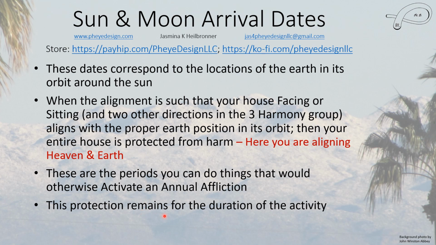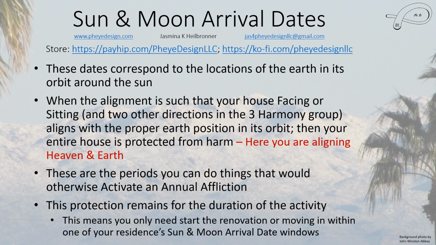Now, this protection remains in effect for the duration of the activity as long as you don't have large gaps in working. And this means you only need to start the renovation or move in that first day within one of your residents' sun and moon arrival date windows. Then you can continue afterwards. It's okay, because it becomes, let's say, the new norm of the activity, and the house is okay with it, and the annual affliction is nullified for that time, for that activity.